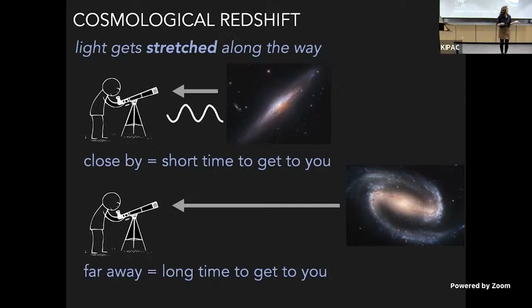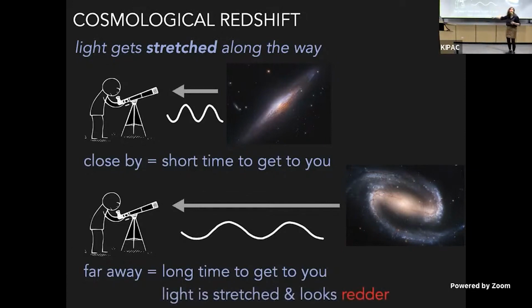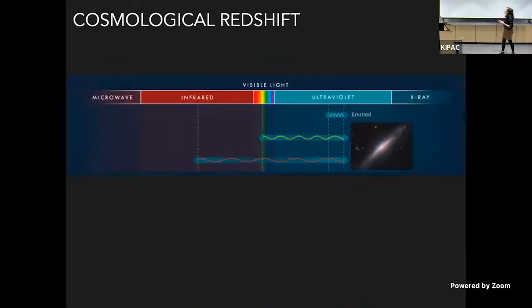And so if we're looking at this galaxy that's relatively close by, the light was emitted with some wavelength, and we see it pretty much the same as it was emitted. But if we're looking at this galaxy that's very far away, that light gets stretched as it's traveling those vast, vast distances between this galaxy and us. And that light, as it gets stretched, looks redder. And so to show you what this looks like, this is the electromagnetic spectrum going from very long wavelengths over here in the infrared through the visible part of the spectrum that we can see with our eyes, through the ultraviolet, and then the high energy stuff like X-rays.